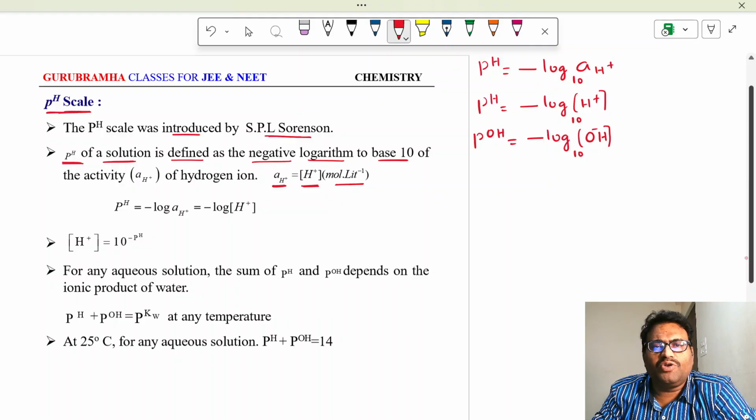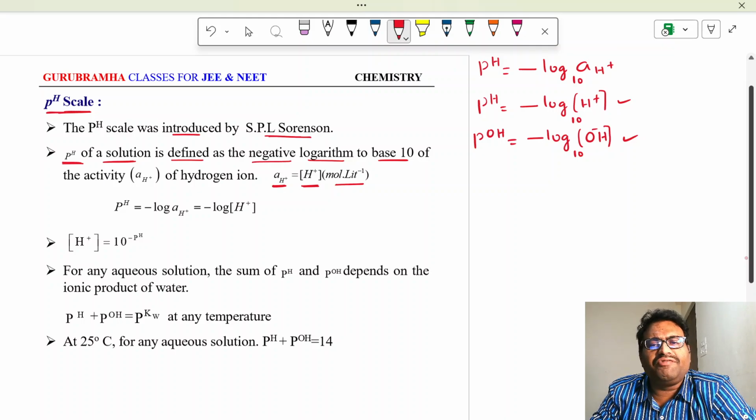In our syllabus, mostly we use the concentration, H plus ion concentration and OH minus ion concentration. You can also use activity, but for solving problems or for the expression, this way will be comfortable. Always we don't write base 10.